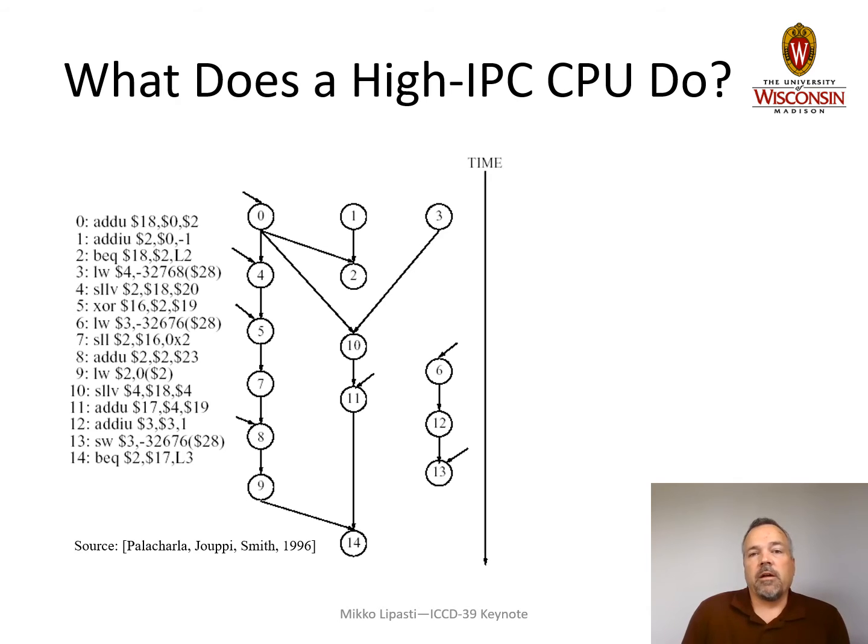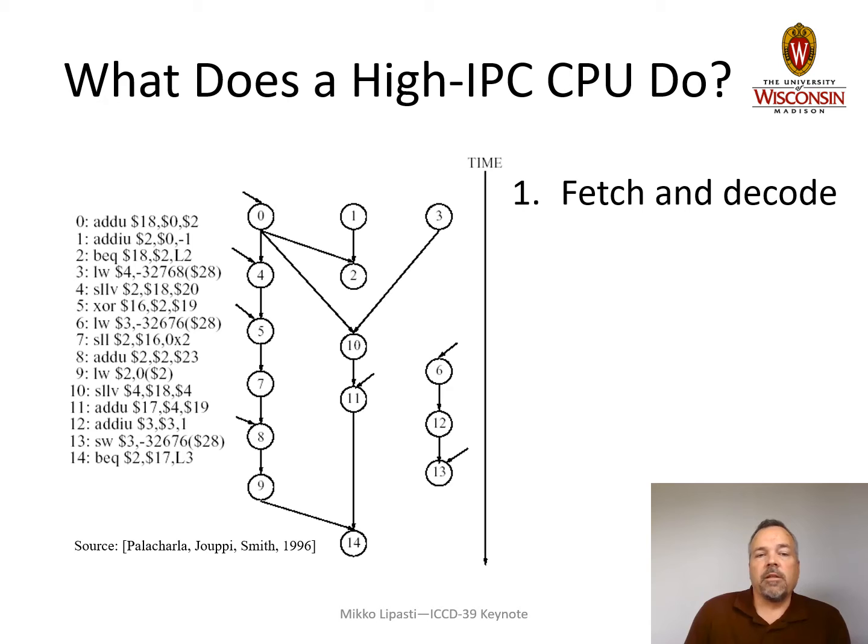And the purpose of a high-IPC or high-ILP CPU is to try to make sure that instruction 2 will execute immediately in the very next cycle as soon as its dependencies have been resolved. So the CPU has to do a number of things. First of all, it has to fetch and decode these instructions in their binary form.